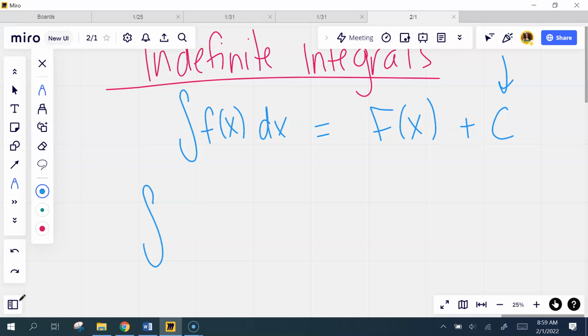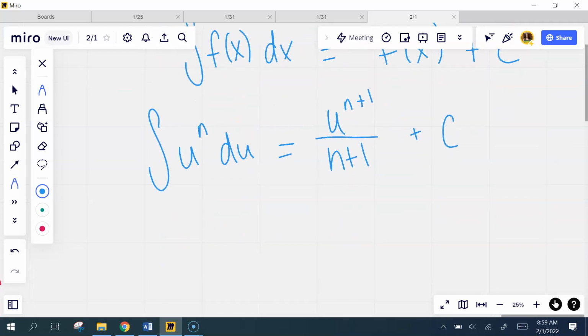If you have the integral of u to the n du, and we're going to talk a lot about that u in here, the antiderivative here is u to the n plus 1 over n plus 1. This is what you've already been doing. Do you see that? How did we get that? This is fancy speak for doing what you've already been doing.